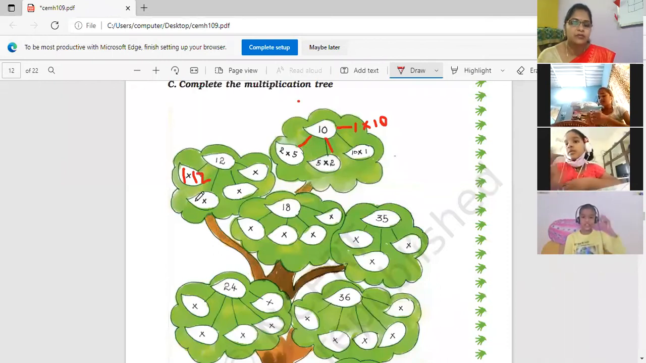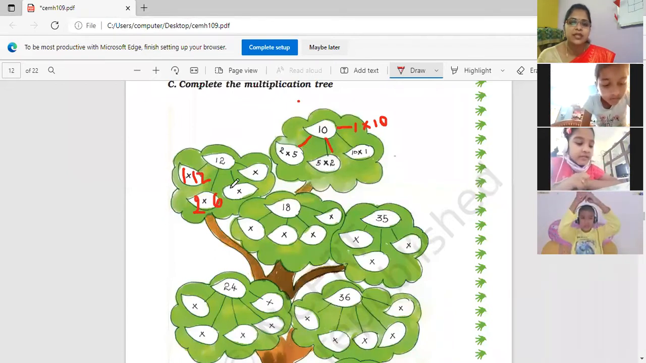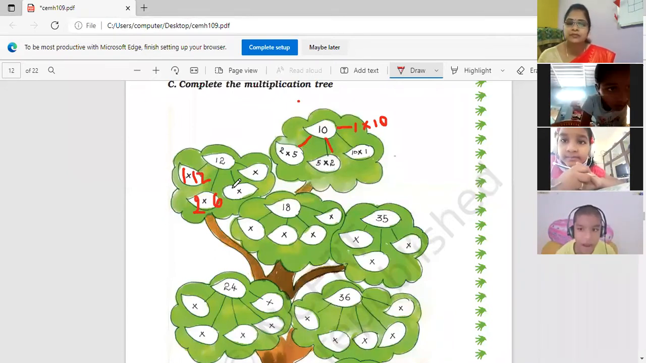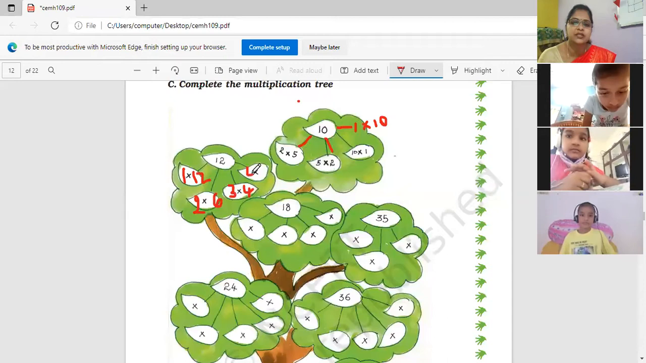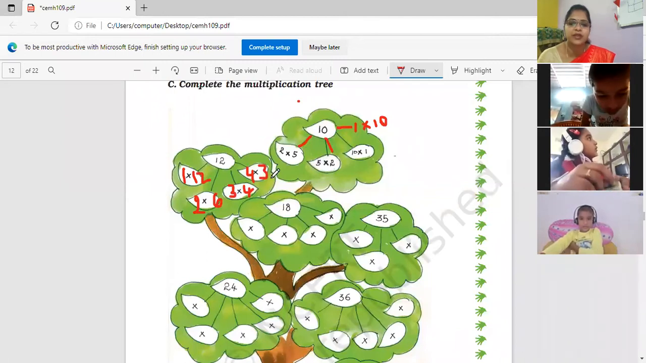2 sixes are 12, very good. 2 sixes are 12, right? And 3 fours are 12. 3 fours are 12. Very good. And 4 threes are 12. Very good. 4 threes are 12. Okay, so this we have completed, right?